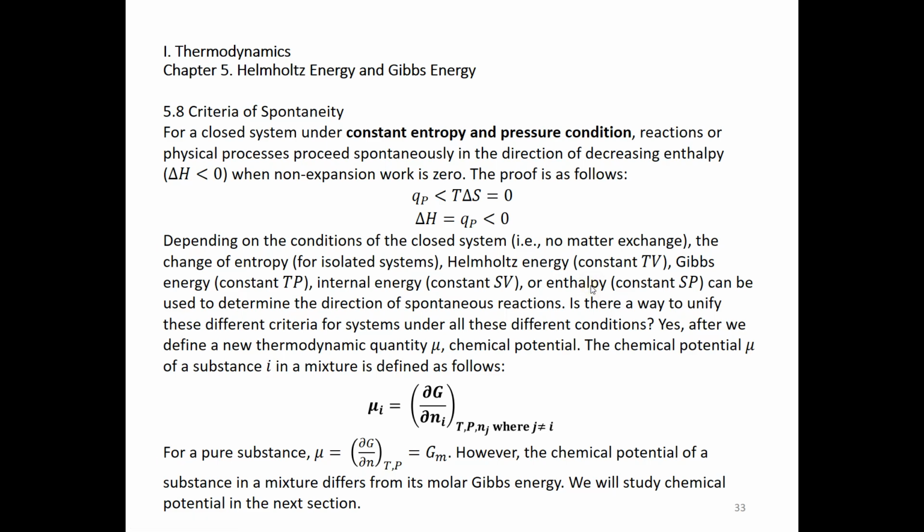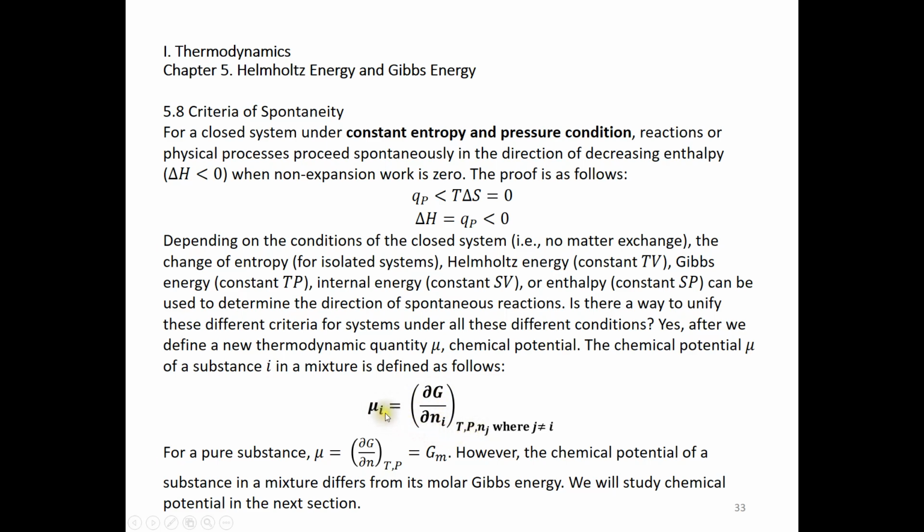spontaneity under different conditions. Can we somehow unify all those different criteria for the system under all those different conditions? Well, the short answer is yes, but we have to define a new thermodynamic quantity, mu. Mu denotes chemical potential, and chemical potential is defined this way. The mu is delta G over delta N under constant TP condition.